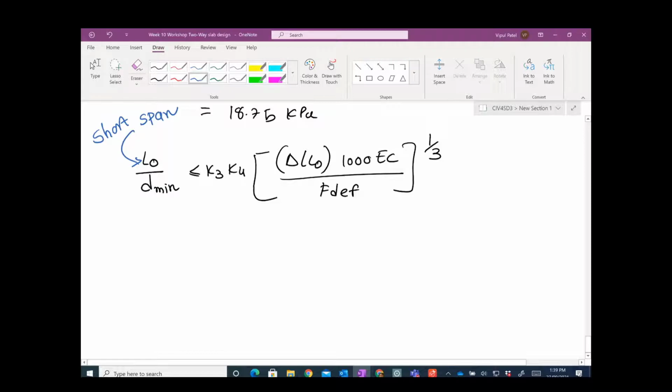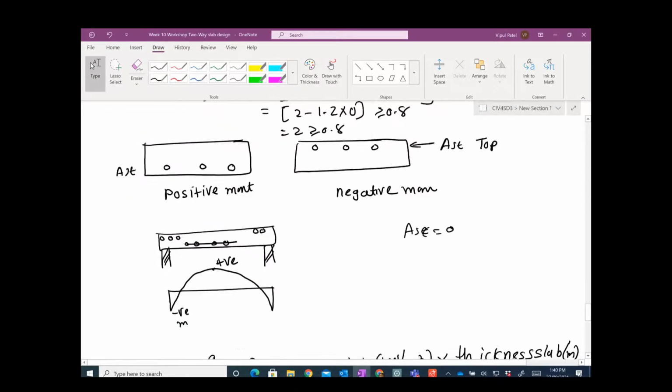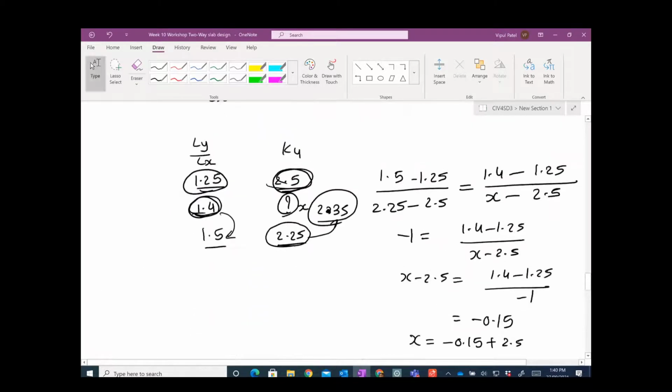You can imagine that if you have a span, who is going to work hard? Your short span would be working hard. I will show you how you can identify, but here we are generally going to work for the short span. So you have 5150 millimeters over D minimum less than or equal to, and I think each of the parameters we can calculate, so let's extract this information.